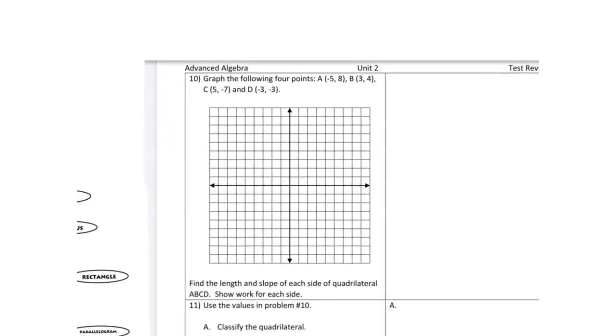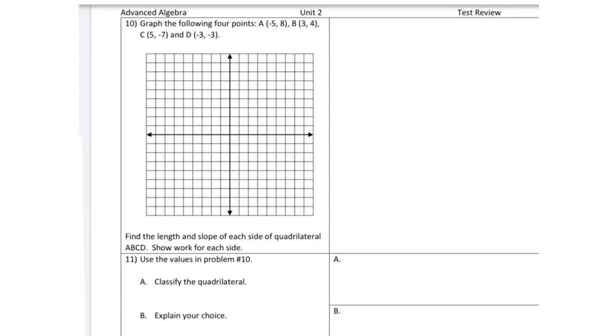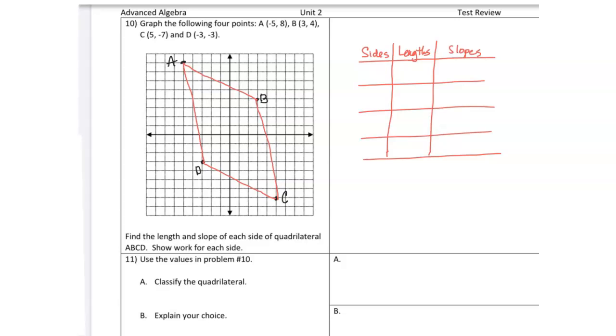Alright, so we have number 10. Graph the 4 points and then find the length and slope of each side of quadrilateral ABCD. So when plotting each of the 4 points, it's very important that you plot them correctly, all 4 of them correctly. After plotting all 4 of them correctly, identify your sides. So in this case, we have a side that's labeled as AB. We have a BC side, a CD side, and a DA side.